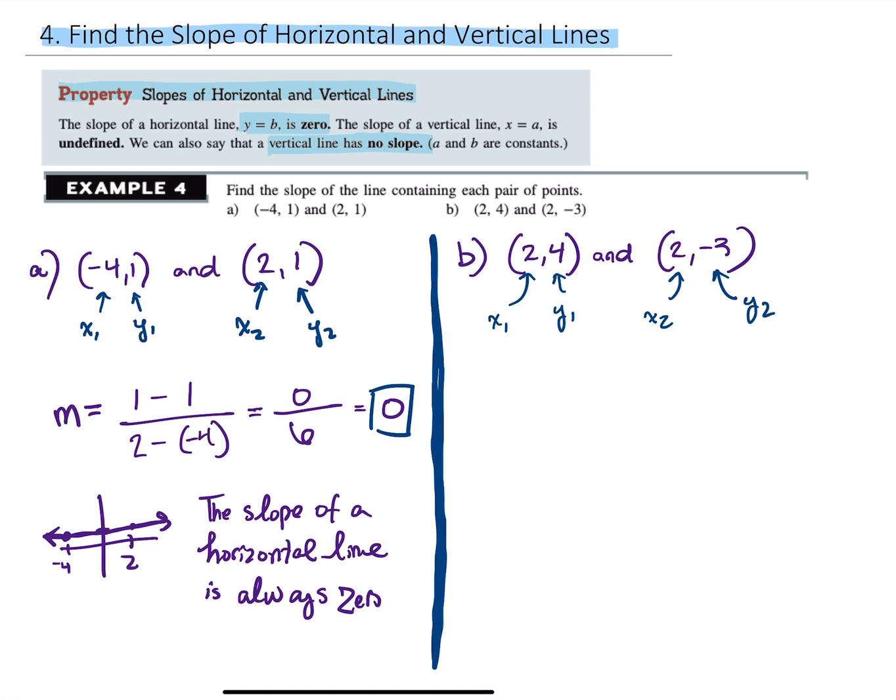So let's follow the slope equation. y2 minus y1 is -3 minus 4, over x2 minus x1, 2 minus 2. Notice this time we'll get a 0 in the denominator. -3 minus 4 is -7, but 2 minus 2 is 0. So if you ever are forced to divide by 0, that will give you an undefined result. If you do this in your calculator, it will probably say domain error or something along those lines. This is undefined.